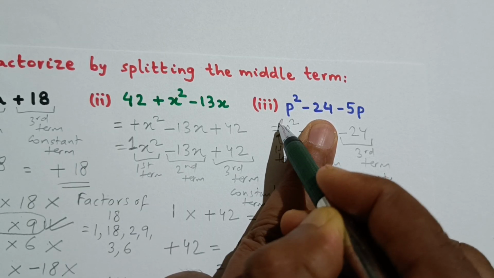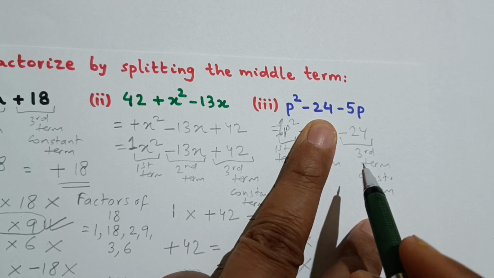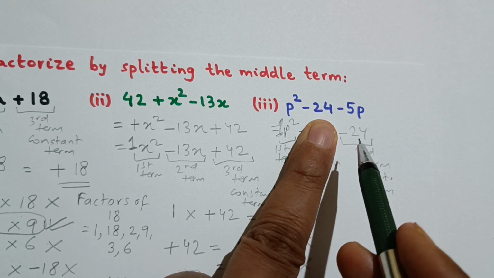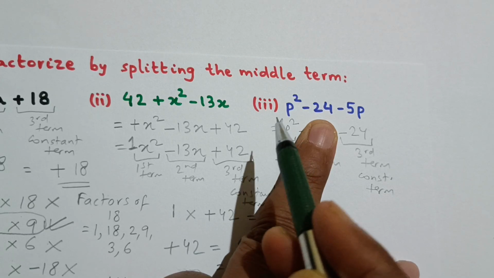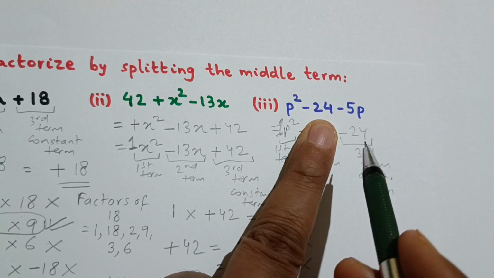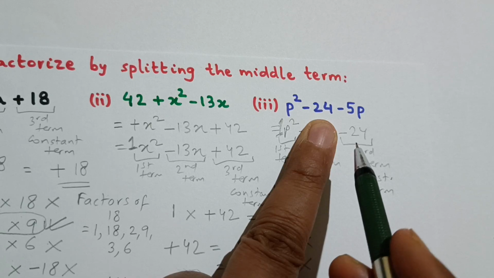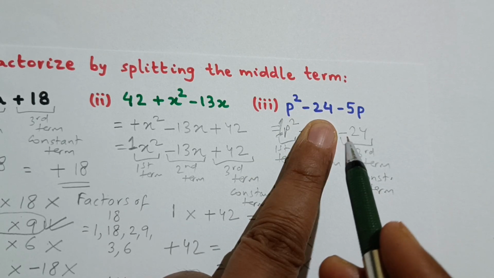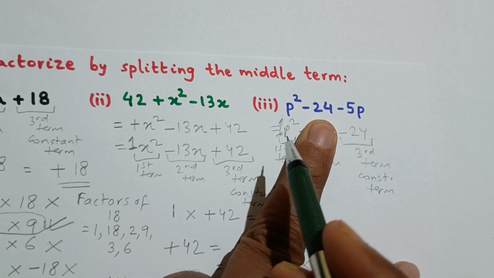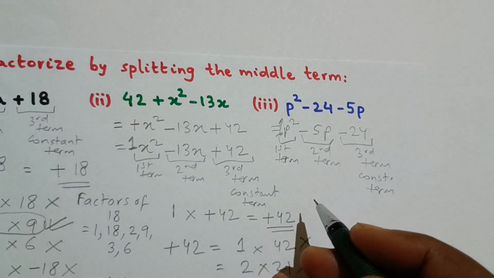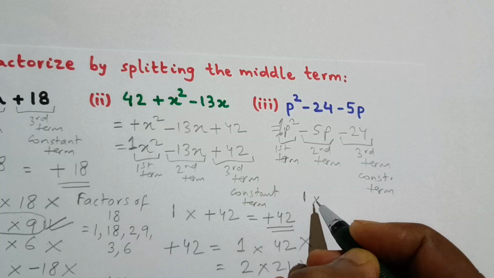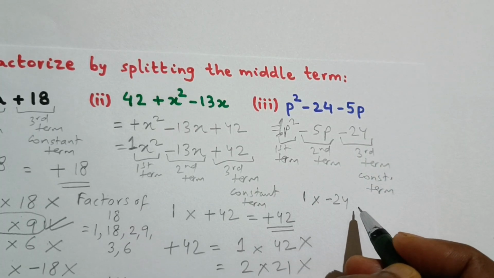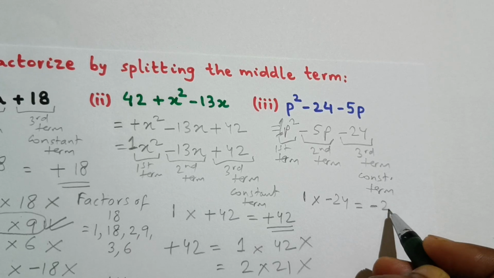1 is the coefficient of P square. And the third term, which is a constant term, is minus 24. So you have to multiply this 1 with the third term, minus 24. So 1 into minus 24. What is 1 multiplied by minus 24? It is minus 24.